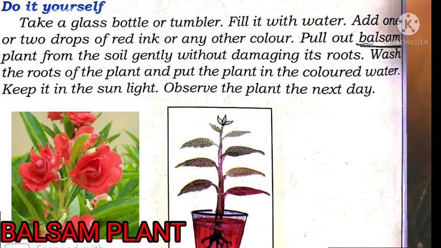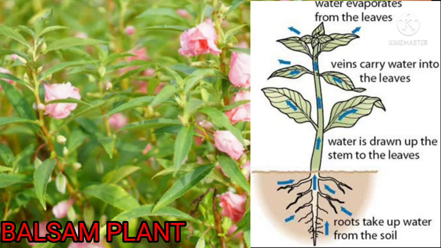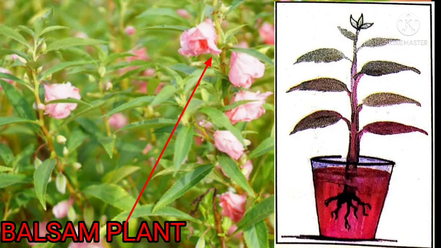Okay. One more activity. For this, take a glass bottle or tumbler, fill it with water. Add 1 or 2 drops of red ink or any other color. Pull out a balsam plant from the soil gently without damaging its roots. Wash the roots of the plant and put the plant in the colored water. Keep it in the sunlight. Observe the plant the next day. What did you observe?